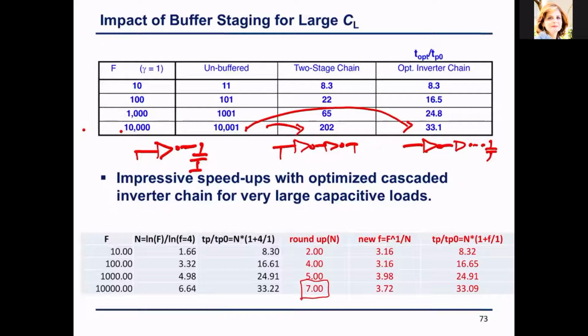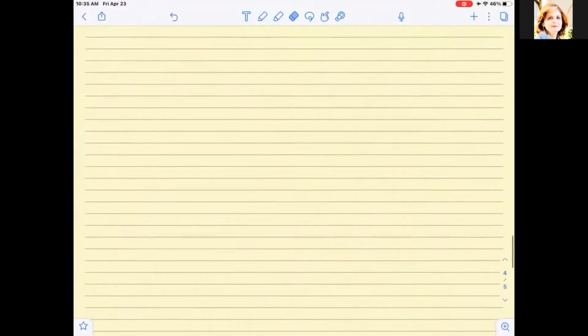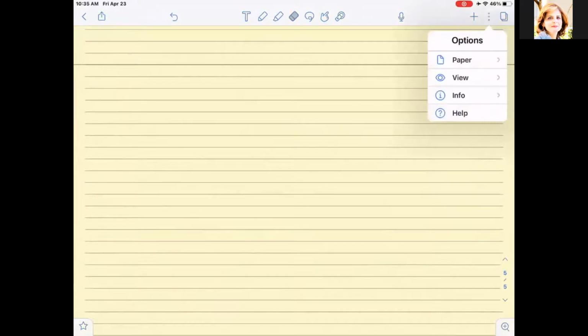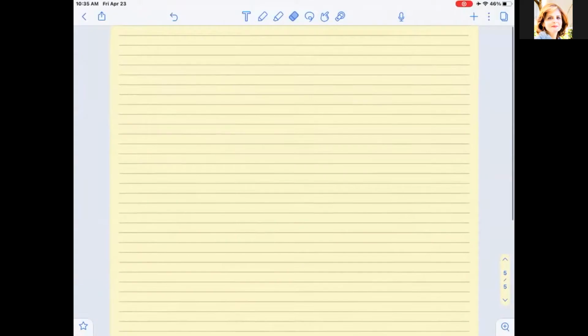Okay? So now what I'm going to do is take one example and work on it, when the fan out is 10,000. We will look at this example here. Let us look now at the case where big F is given to be equal to 10,000, and gamma is given to be equal to 1. And I have 3 possible implementations for my design.